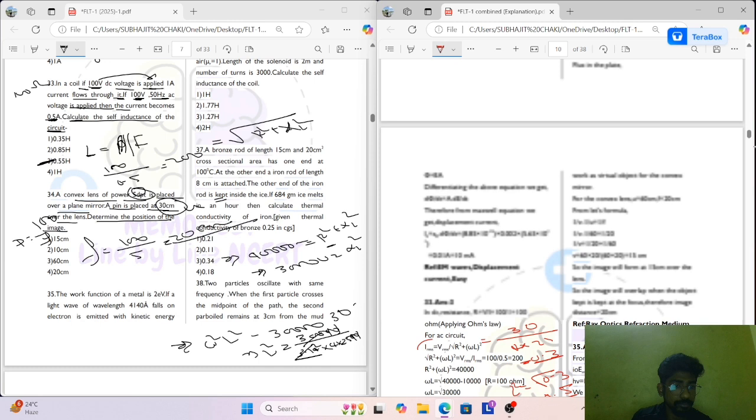Okay. Now for the convex lens, u equals 60 and f equals 20, right? From the lens formula, we can say v is equal to 15 centimeter. So the image will be formed 15 centimeter over the lens.